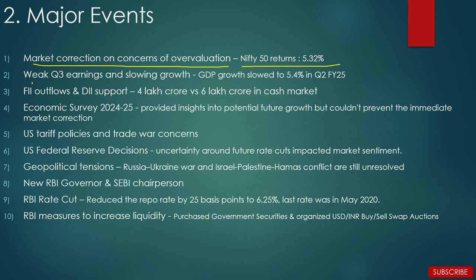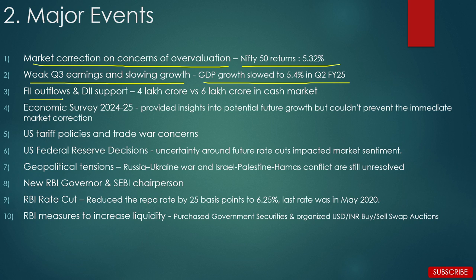Second major event was the weak Q3 earnings and slowing growth. There was a lot expected from the companies in their Q3 results, but the Q3 results disappointed, and the market showed significant corrections in the months of January 25 and February 25. GDP growth too slowed to 5.4% in the Q2 FY25.